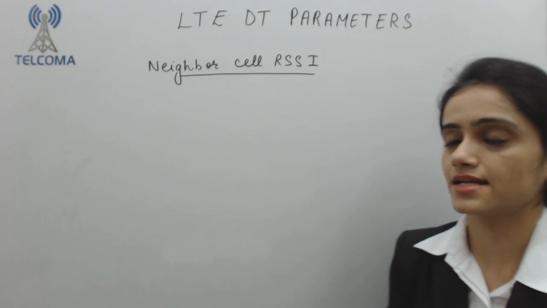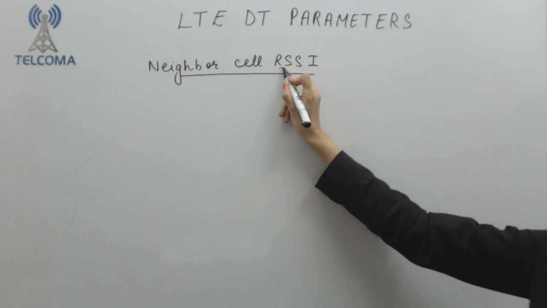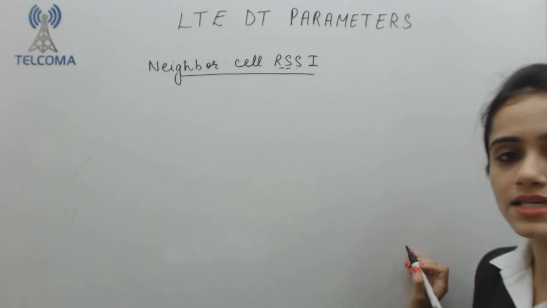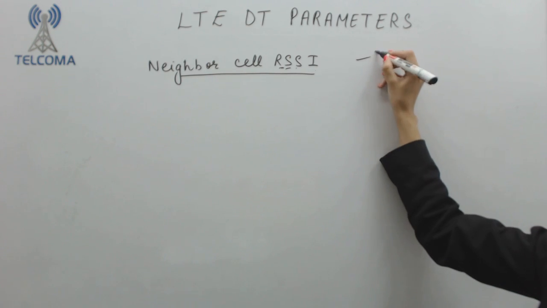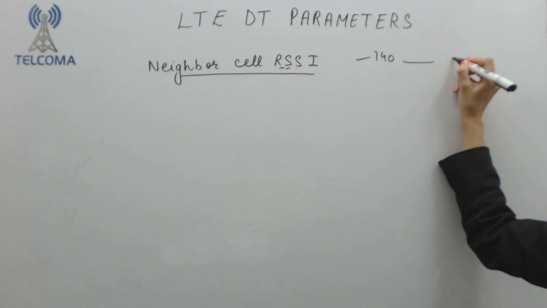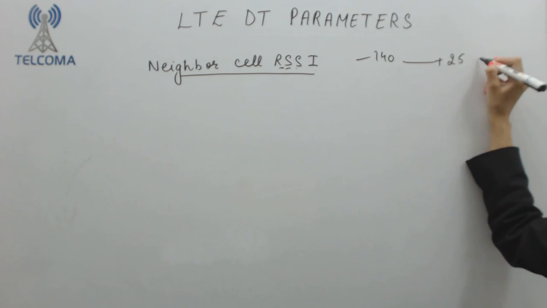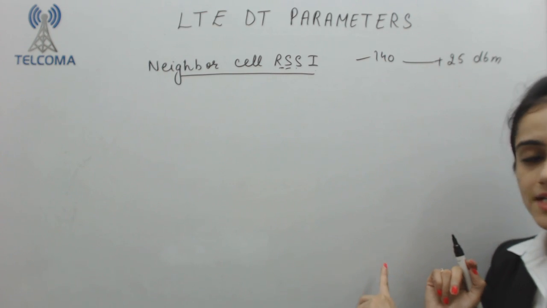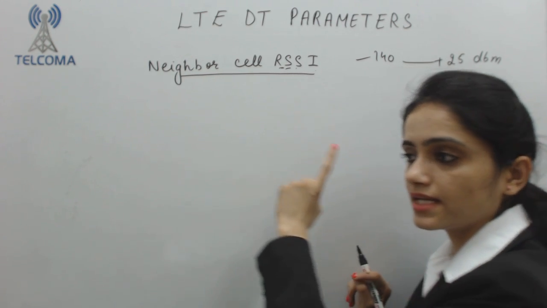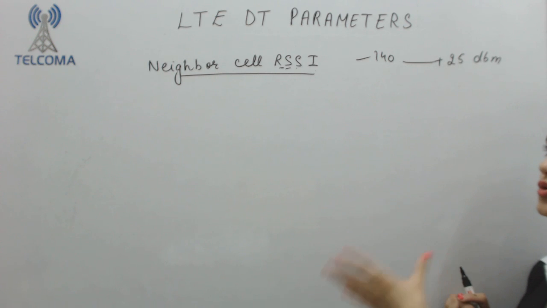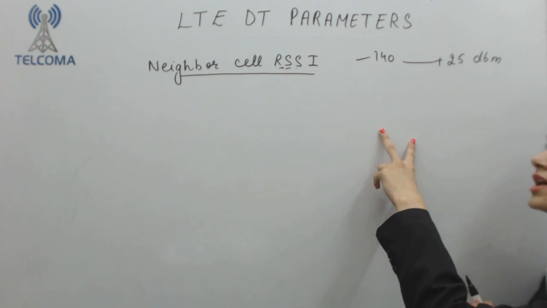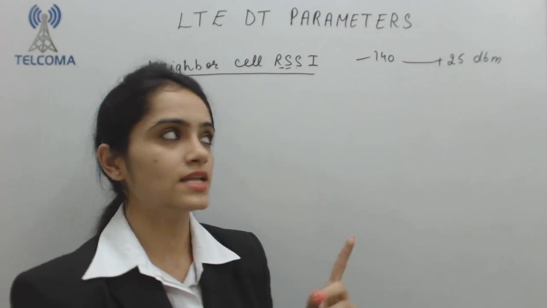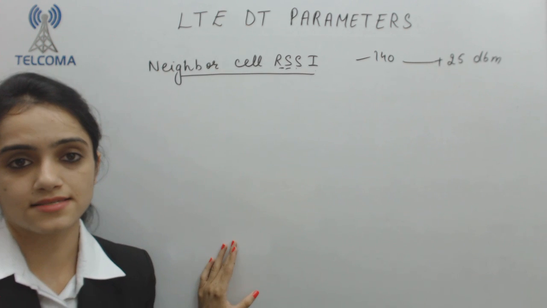Now neighbor cell RSSI is the reference symbol signal intensity, and this value ranges from minus 140 to positive 25 dBm. The signal intensity of the neighbor cell which I am getting here should range from minus 140 to positive 25 dBm. So this one is for signal intensity.